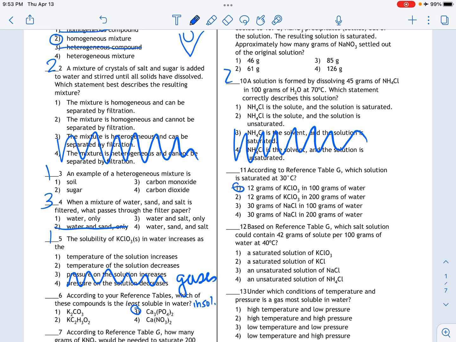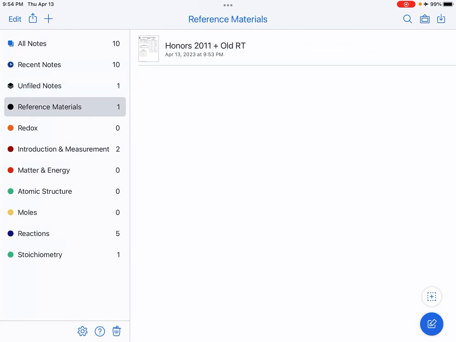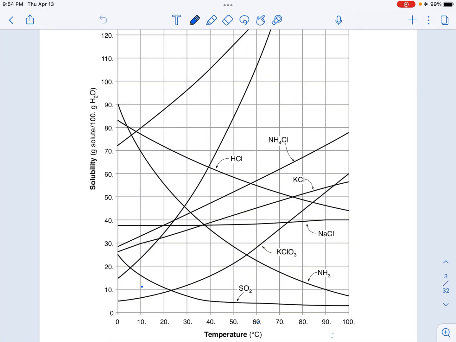Based on reference table G, which salt solution could contain 42 grams of solute per 100 grams of water at 40 degrees? So let's go back again. 42 grams and 40 degrees. So at 40 degrees, 42 is like right here, give or take. Okay, so it says a saturated solution of KClO3. Saturated would be on the line, and it would be here.